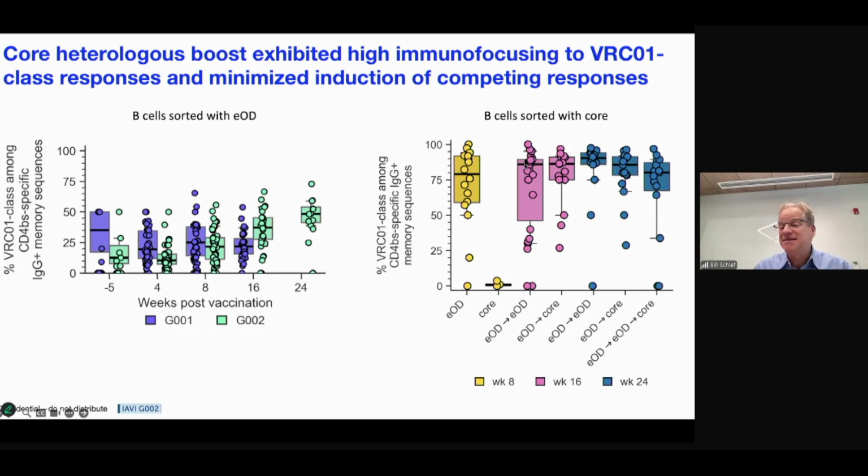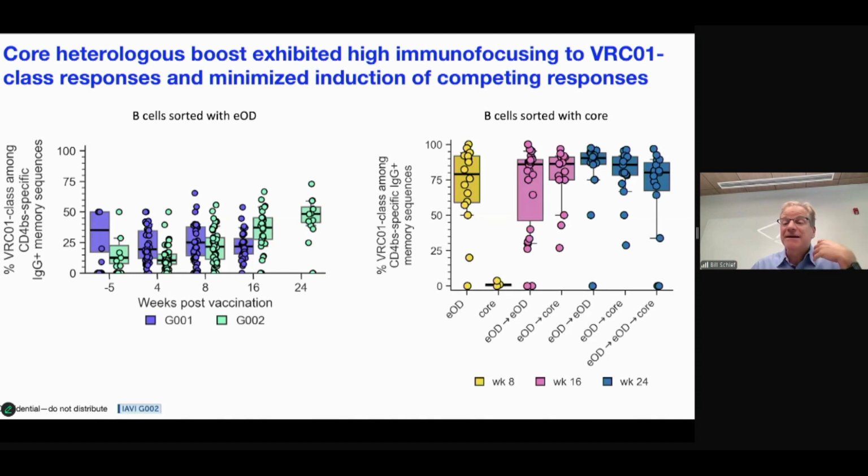And what this is saying is, if you immunize with our EOD prime, then you can selectively pull out the VRC01 class responses using the core boost. So that just says the design of the boost immunogen was pretty good. But the question that we wanted to know is, if you give the core boost as an immunogen, now you expose the immune system to this different form of the CD4 binding site, can you maintain high immunofocusing? And the answer shown in this column here is yes. If you immunize with core, and then you sort with core, you still have very high immunofocusing. Now 80% of the CD4 binding site specific responses are VRC01 class.